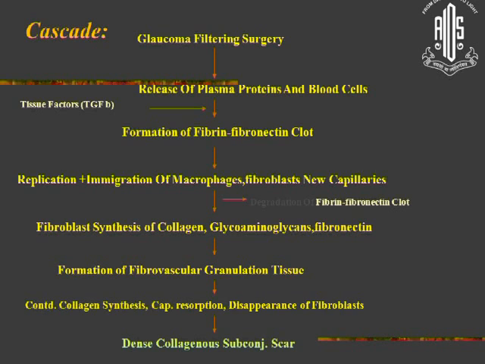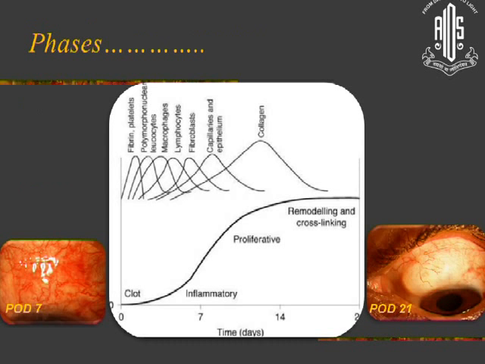And if fibroblast activity continues, we get a dense collagenous subconjunctival scar. So we can intervene at various steps of this cascade to make our surgery work. Essentially, when to intervene would be more appropriate. We can know it better if we know the three phases of the wound healing in the trabeculectomy.